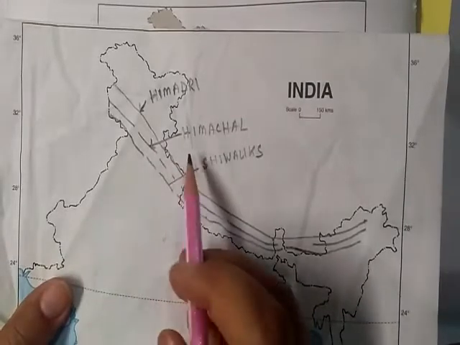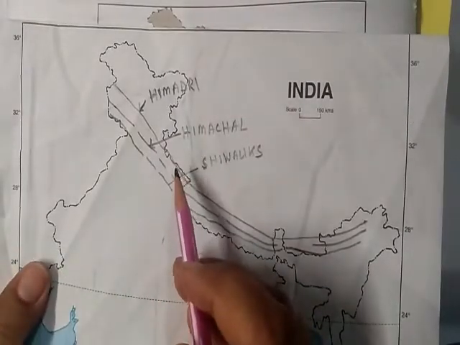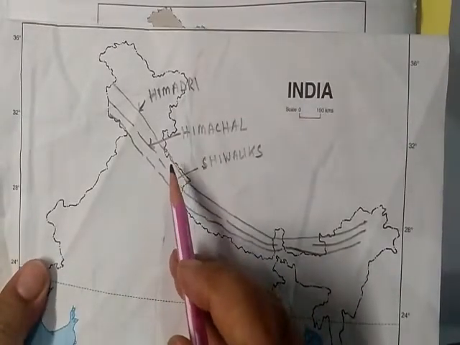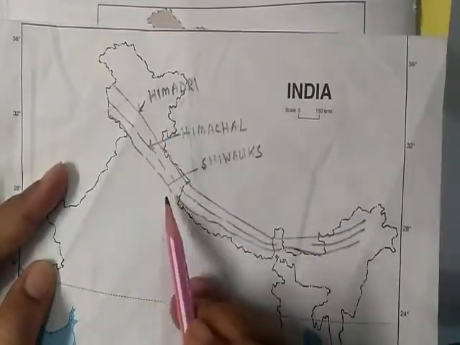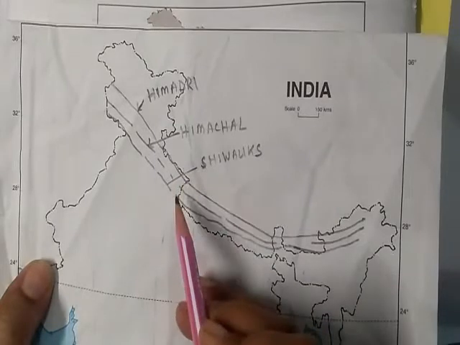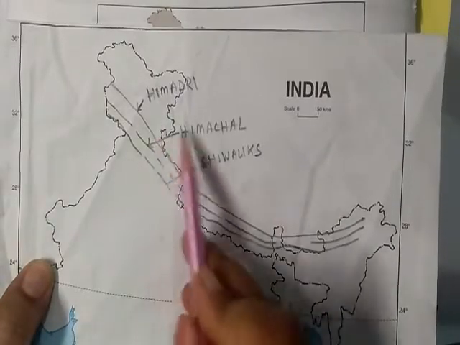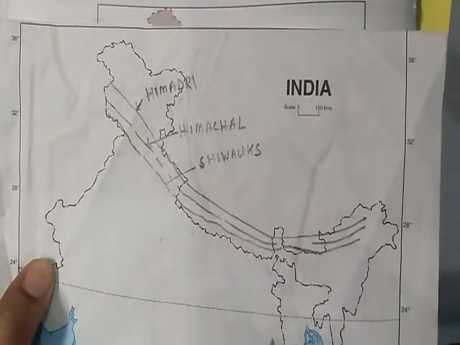Now see, the Himalayas consist of 3 parallel ranges in their longitudinal extent: Himadri, Himachal and Shivalik.